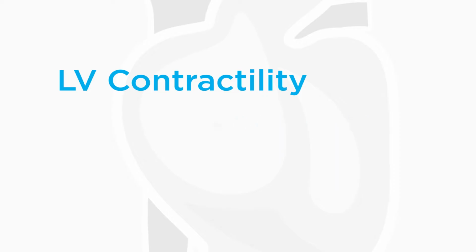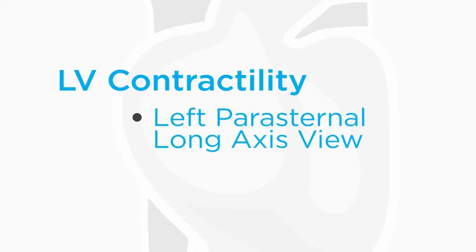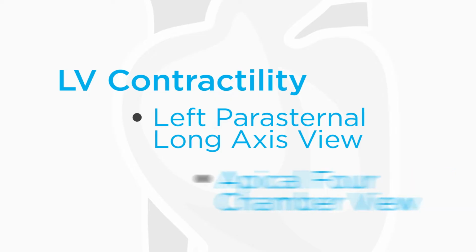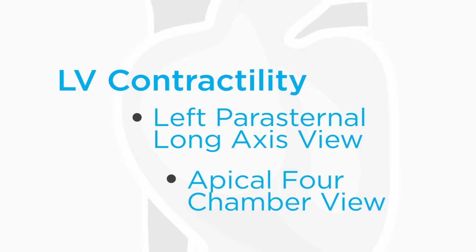or her condition. The overall contractility of the left ventricle can be quickly assessed in the left parasternal long axis view. Additionally, the apical four-chamber view can provide greater information about the state of the left chambers of the heart and provide a good comparison with the right ventricle.